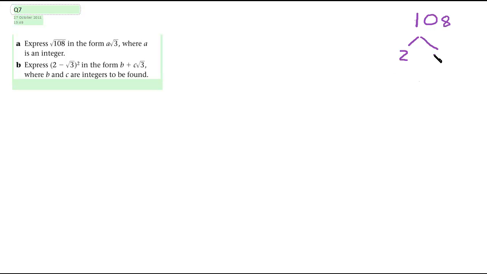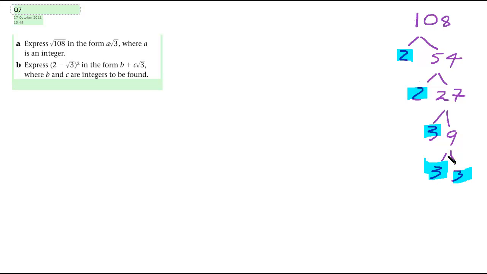So 2 goes into 108, 54 times. 2 goes into 54, 27 times. We know that 3 goes into 27, 9 times, and 9 equals 3 times 3. So 108 is 2 times 54, 54 is 2 times 27, 27 is 3 times 9, 9 is 3 times 3. And you could have done it in many other ways. We could have done 54 as 6 times 9 instead, and then branched off differently. So therefore 108 is equal to 2 times 2 times 3 times 3 times 3.